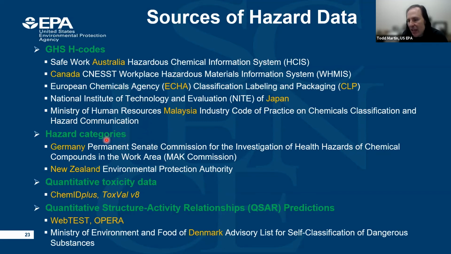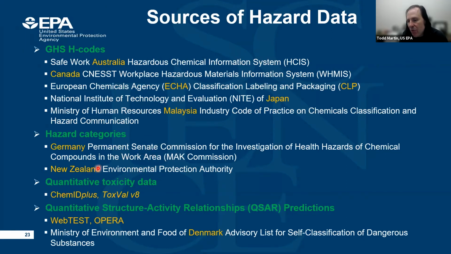I pulled data from hazard categories such as Germany's Permanent Senate Commission for the investigation of health hazards, chemicals, and the work environment. These are just the MAK Commission, basically. And New Zealand's EPA also compiled hazard categories for these categories.